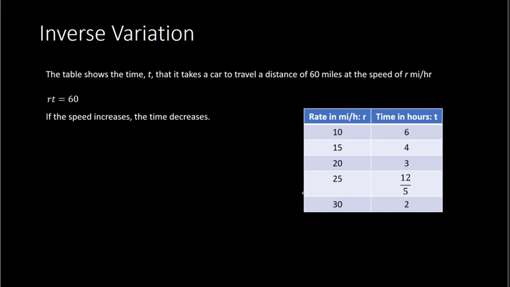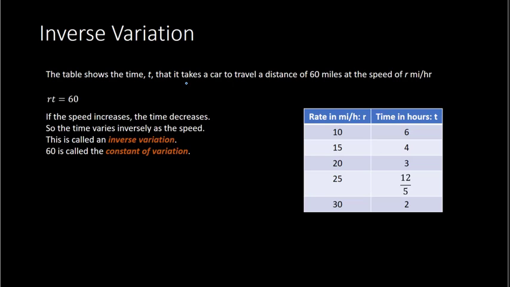So we would say the time varies inversely as the speed. So this is called an inverse variation, because as one value increases, the other value decreases. And this number 60 is called your constant of variation, because that is the one thing that stays the same. The rate and the time could change, but we know that the distance is the same, that is 60.